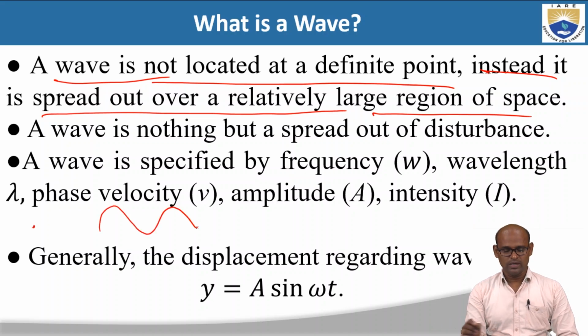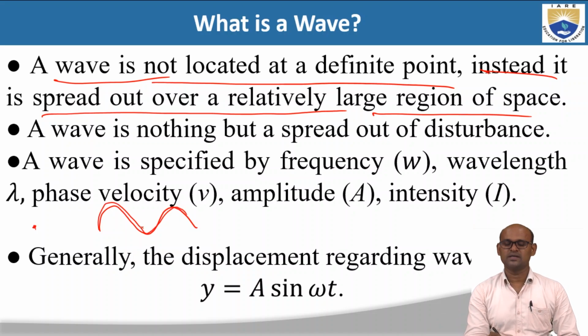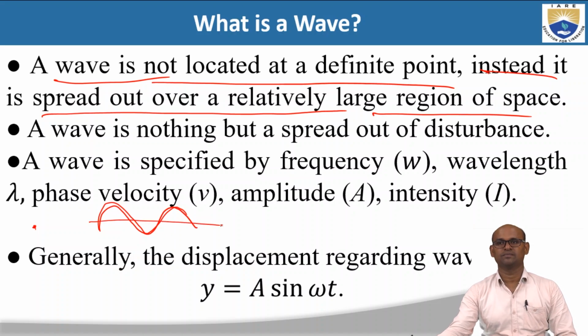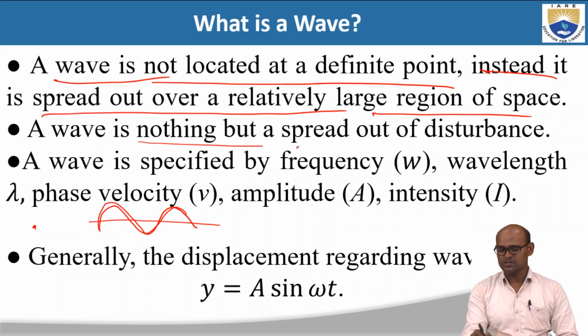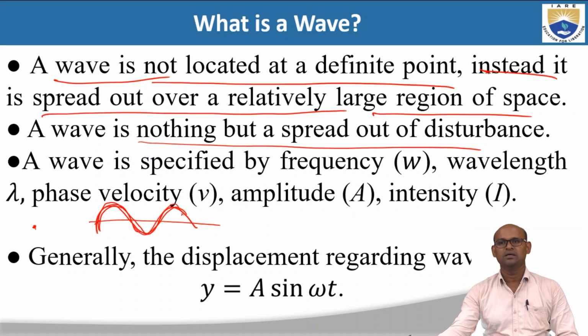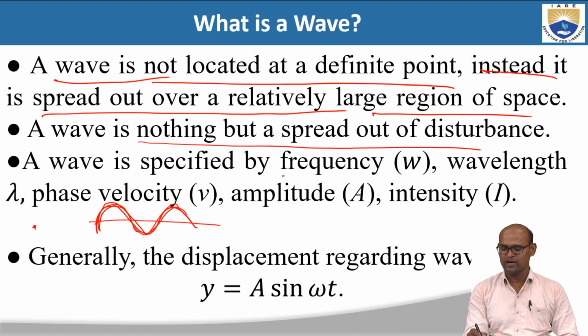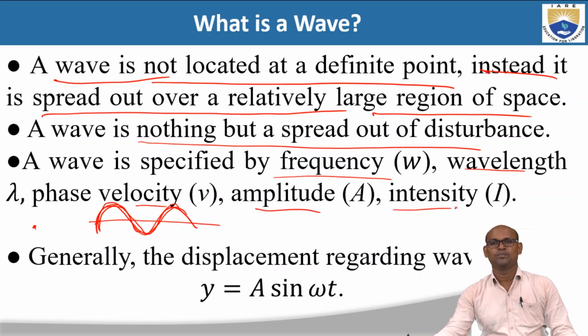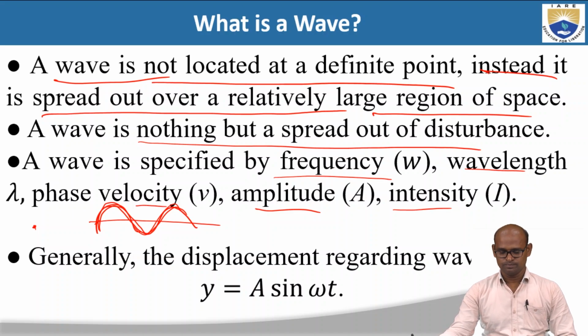A wave is like this. A particle can be located at a definite point, whereas a wave cannot be located at a definite point. Instead, it is spread over a relatively large region of space. A wave is nothing but a spread out disturbance, so you cannot locate it at a definite point. How are we going to specify a wave? A wave is specified by frequency, wavelength, velocity, amplitude and intensity, whereas a particle has a mass, velocity, momentum and energy.